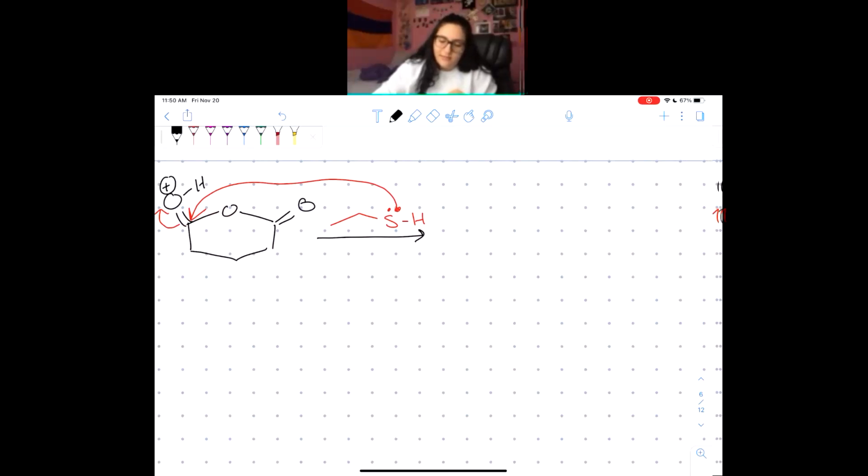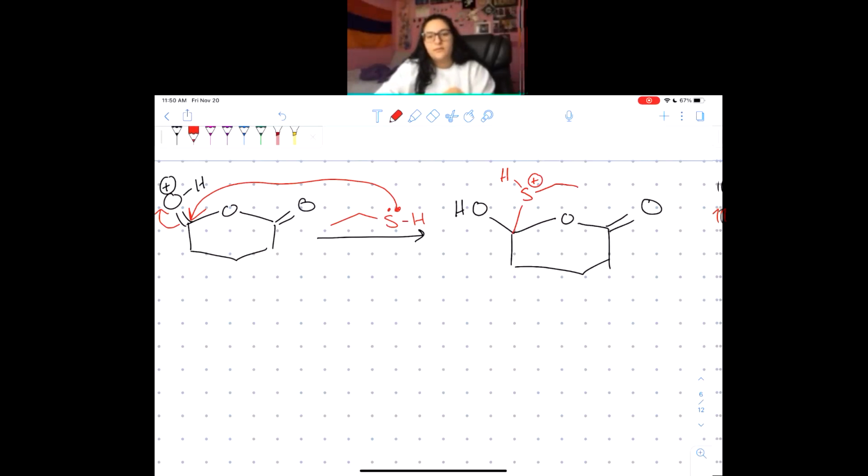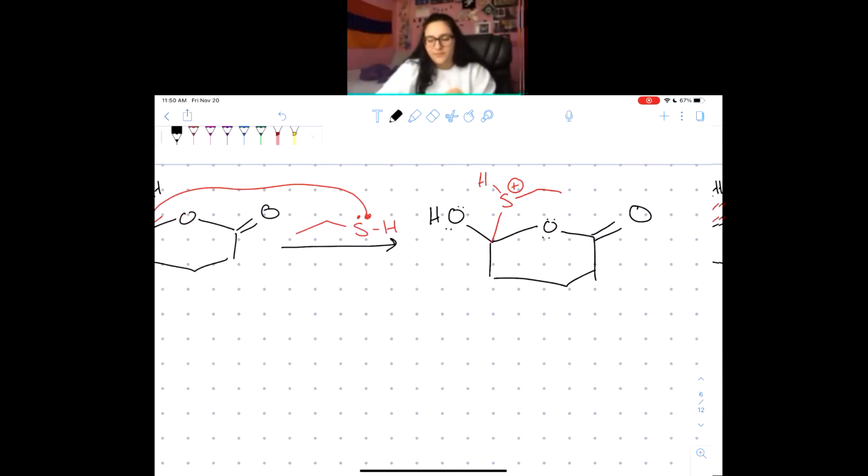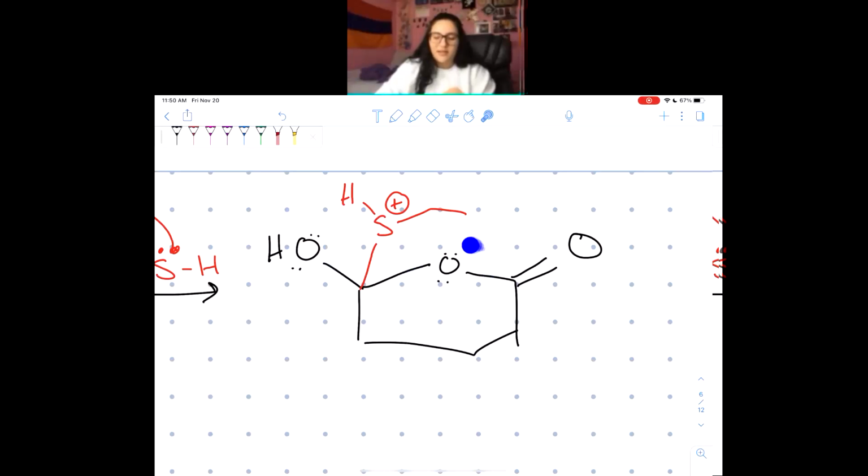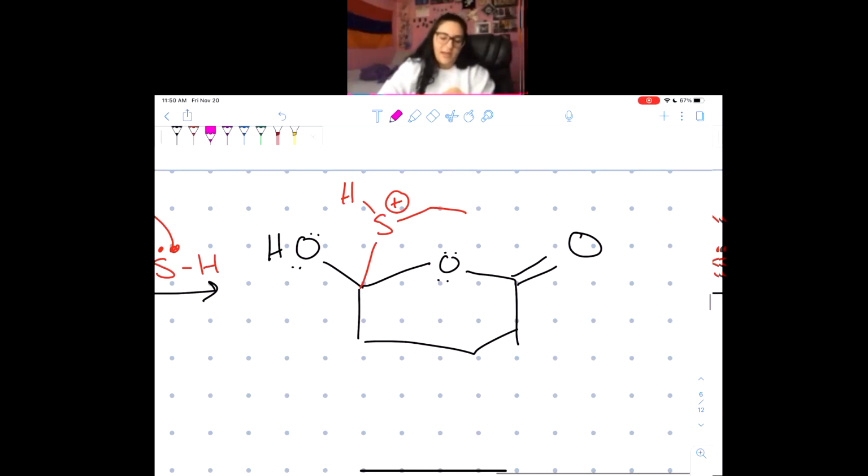So now we get this side stay the same, nothing happened. On this side we have an OH, and we have our sulfur group. So now we have a kind of tricky spot where we have to make a decision, because we have two oxygens that could both potentially be our leaving groups. So we have to choose between oxygen A and oxygen B. Which one is going to do an intramolecular proton transfer and steal this hydrogen? What do you guys think?